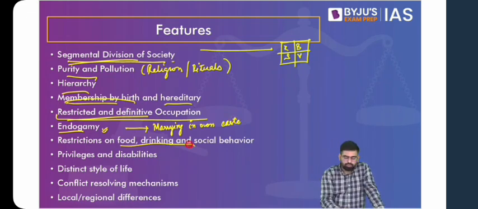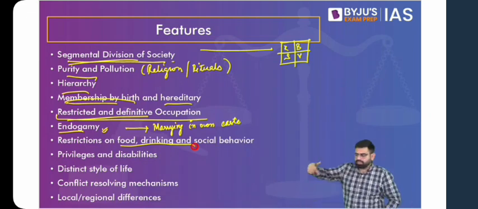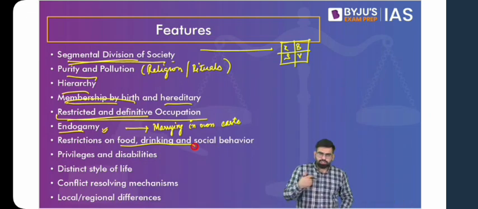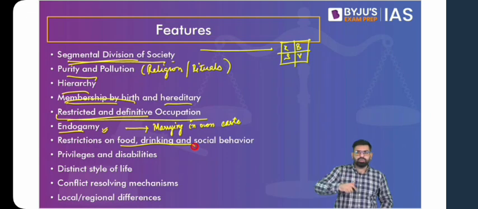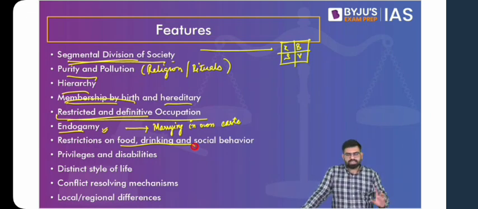Then there were restrictions on food, drinking, and social behavior. You can think in terms of, say, a Brahmin not being supposed to eat non-vegetarian food. Also, different castes were not supposed to intermingle. Different castes were not supposed to share food from the same place. They were not supposed to eat together. So these kinds of restrictions on food and drinking were there.